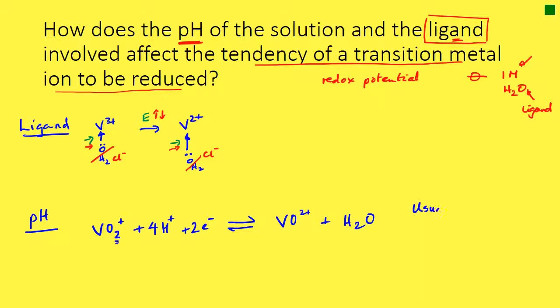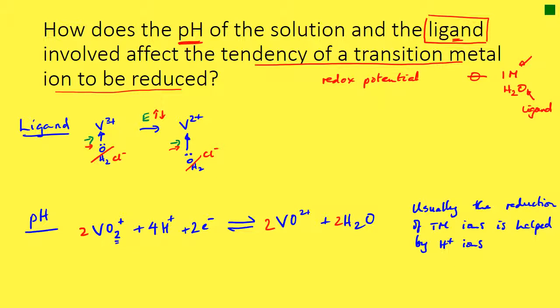Usually the reduction of transition metal ions is facilitated or helped by H+ ions. And just for completeness, let's balance our equation. So we need a couple of vanadium ions, and we make 2 of those and 2 of those. So that's balanced if doubled.